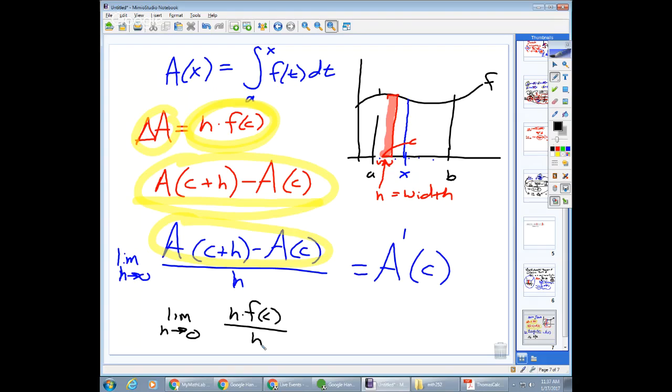What happens to that h? It divides out. Okay, that leaves only the f of c, right? Do you see any h's inside f of c? So what happens as h goes to 0? Nothing happens. I still get f of c.